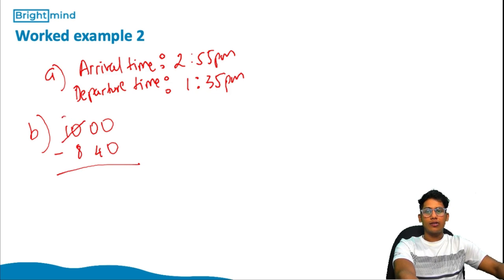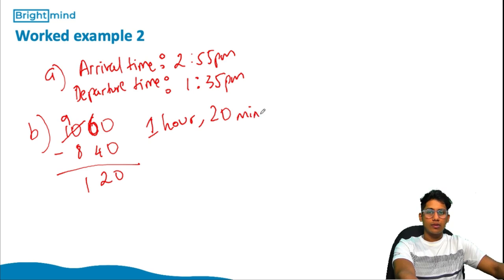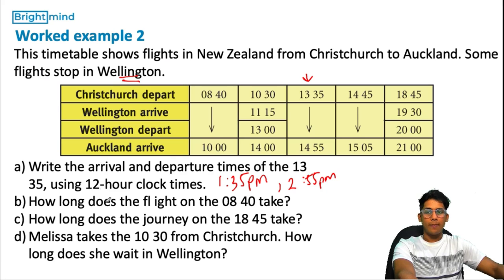If we cancel this to 9, because 0 is smaller than 40, we have to cancel it to 9 hours, and then we're adding 60 minutes. So I'm just going to rewrite that to 60, okay? 60 minus 40 is 20, 9 minus 8 is 1. So actually, it takes 1 hour, 20 minutes to leave Christchurch and arrive at Auckland, okay? So A is done, B is done.